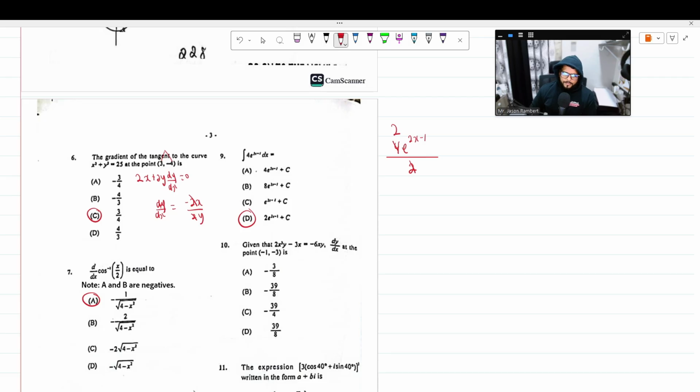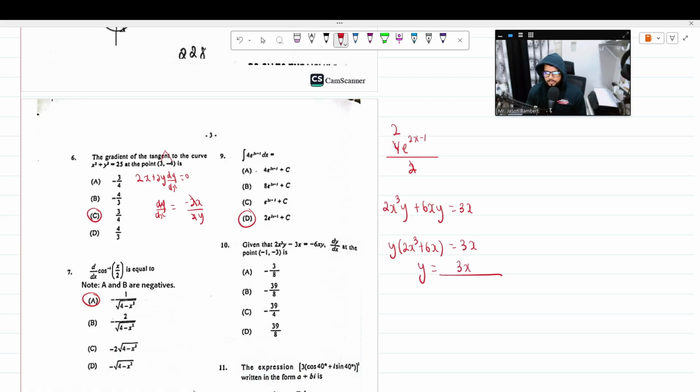Number 10, I would have to use implicit differentiation with the product rule twice. So instead, because both powers of y are the same thing, I can solve for y. Rearranging, 2x cubed y plus 6xy is equal to 3x. Y into 2x cubed plus 6x is equal to 3x. Y is equal to 3x over 2x cubed plus 6x.